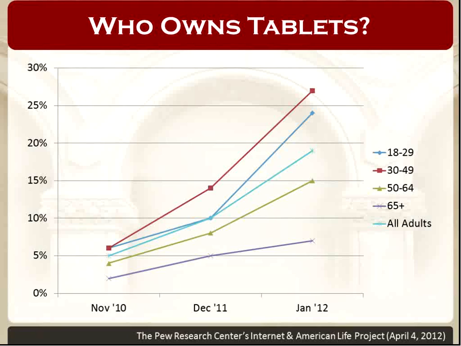I also promised that we'd look at some statistics for tablet ownership. So here again, all adults is the turquoise line. In November 2010, about 5% of adults owned a tablet. And now in January, it's actually almost identical to the ebook stats, where 19% own them. However, among younger adults, like those 18 to 29, tablet ownership now is much higher at 24%.